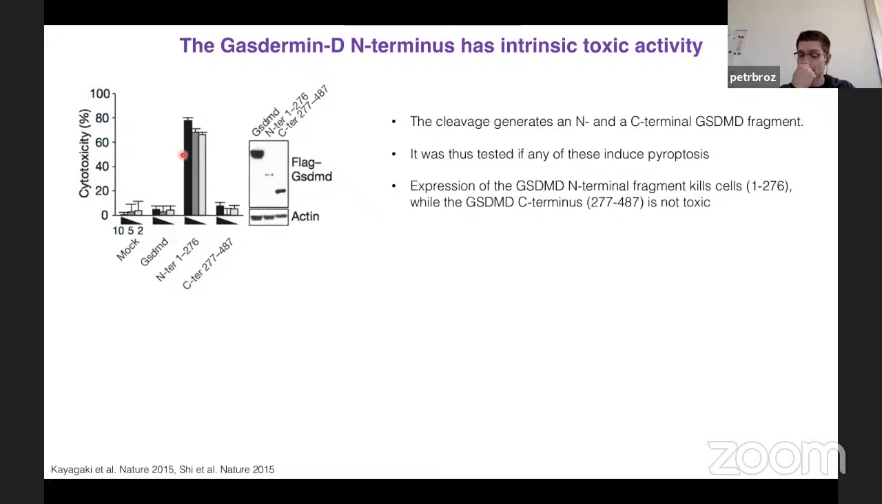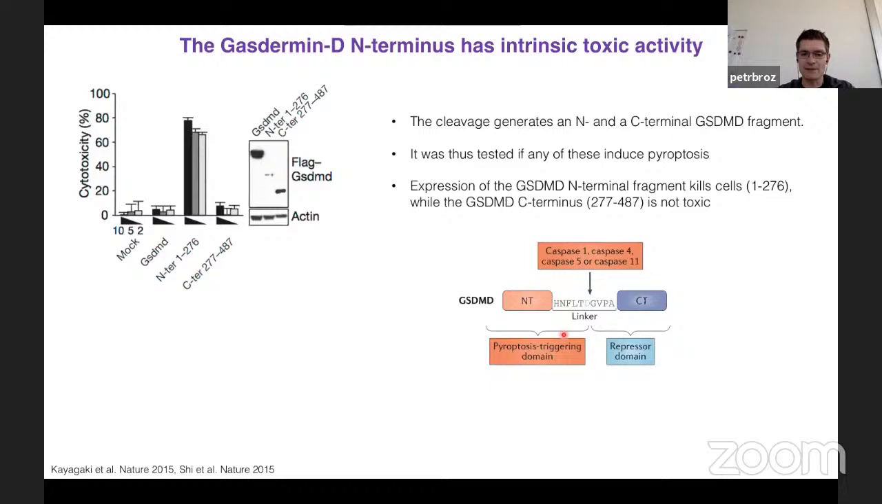So we have a situation like here where the N-terminus is a pyroptosis-triggering domain of gasdermin D, which is connected via this linker to the C-terminal domain, which is a repressor domain. This domain was also shown in those papers to interact with the N-terminus and basically keeps the N-terminal domain inactive. Once a protease like caspase 1, caspase 4, or others cleaves this aspartate residue in the linker, it will separate the N from the C-terminus, and the N-terminus is free to kill the cell by inducing pyroptosis.